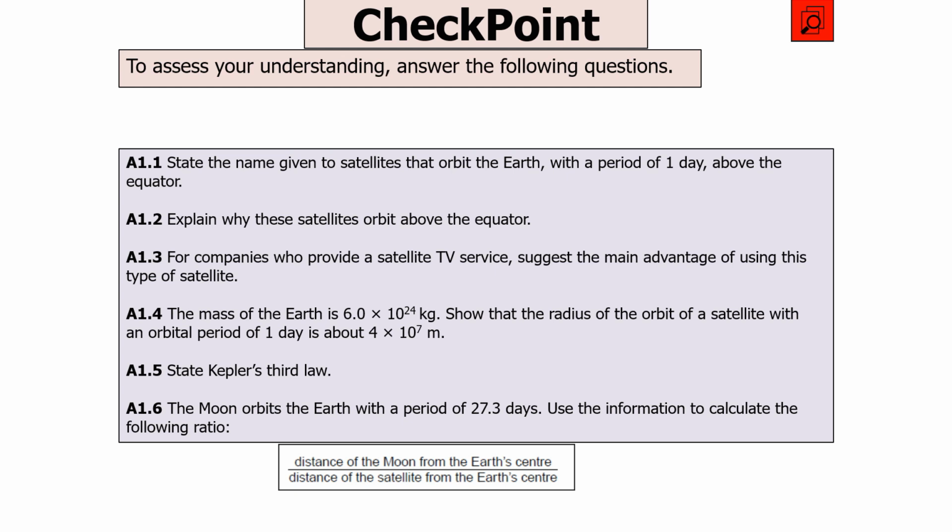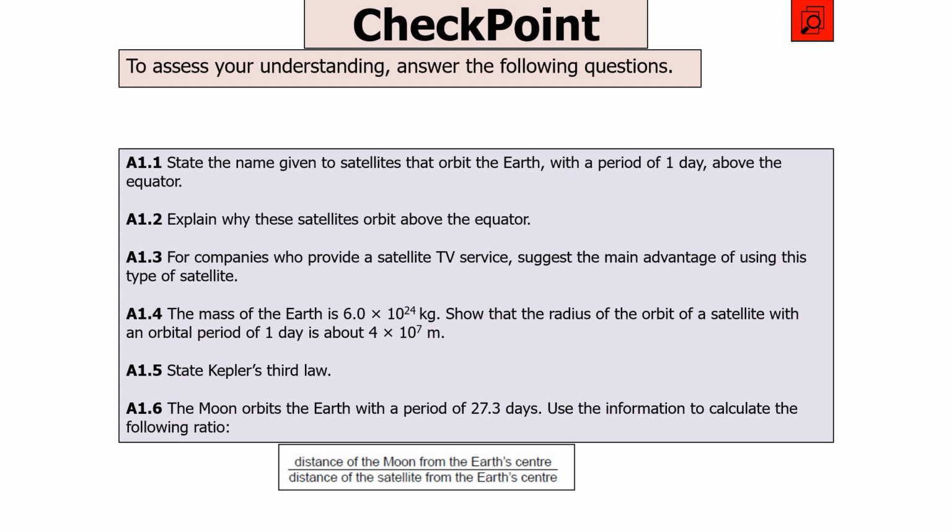Now the next question says, state the name given to the satellites that orbit the Earth with a period of 1 day above the equator. Explain why these satellites orbit above the equator. Then for companies who provide a satellite TV service, suggest the main advantage of using this type of satellite. Now the mass of the Earth is 6 times 10 to the 24 kilograms. Show that the radius of the orbit of a satellite with an orbital period of 1 day is about 4 times 10 to the 7 meters, and then state Kepler's third law.